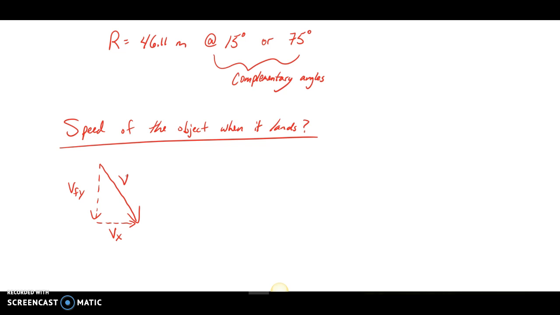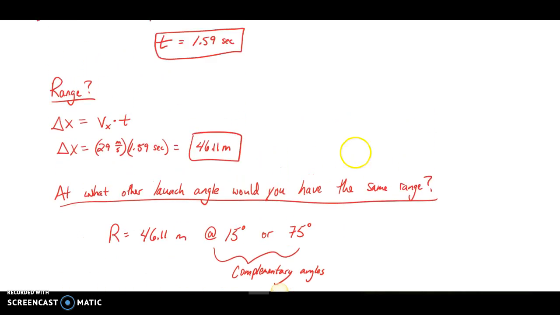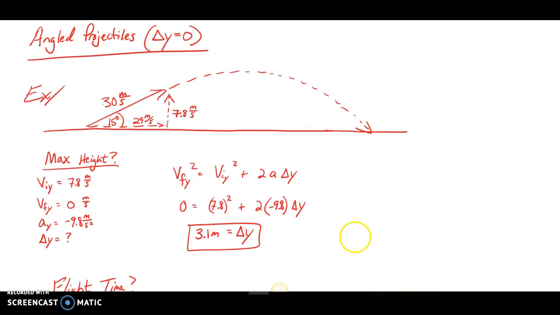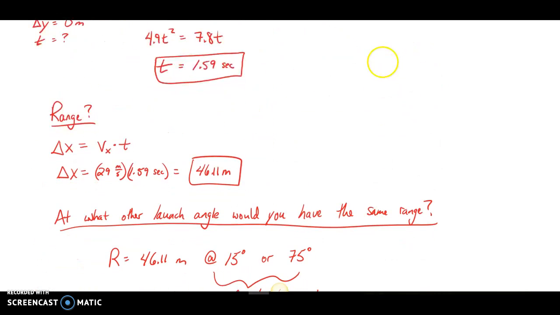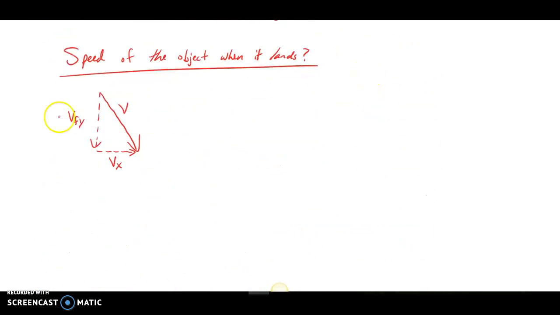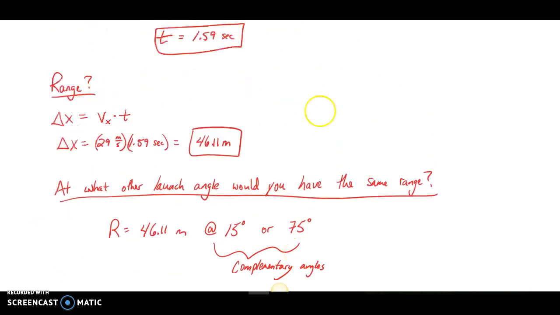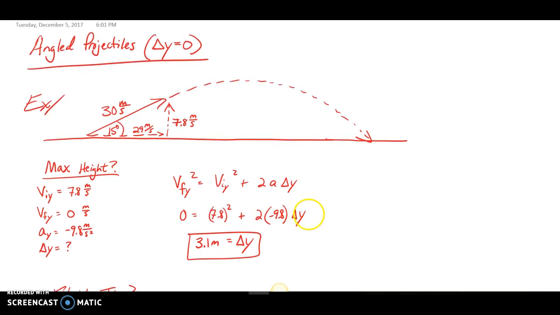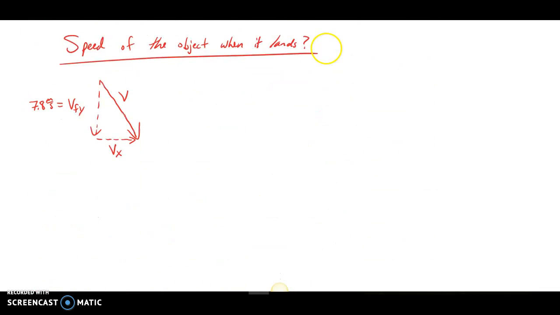Now, if we know that our initial velocity in the y direction, way back at the beginning, was 7.8 at the ground level, then we also know, since this is a perfect parabola, that our final y velocity will also be 7.8 meters per second. It'll just be in the downward direction. We also know our x velocity, going back to our original triangle, is 29 meters per second. So we can use the Pythagorean theorem to solve for v. You get 30 meters per second.